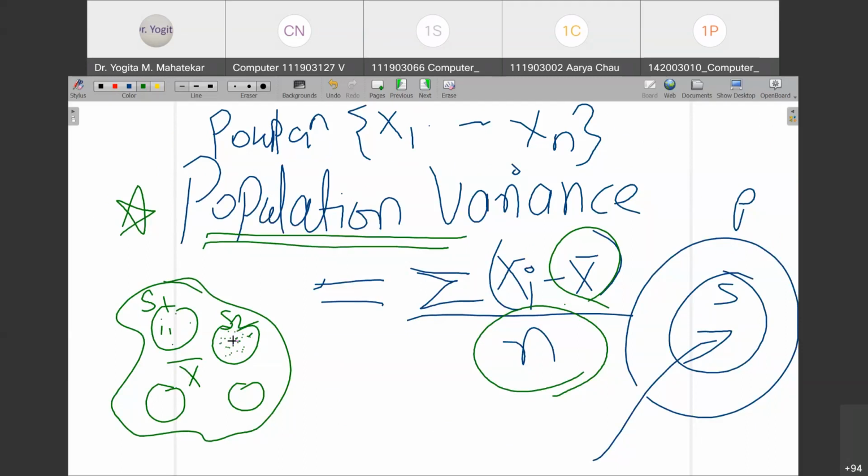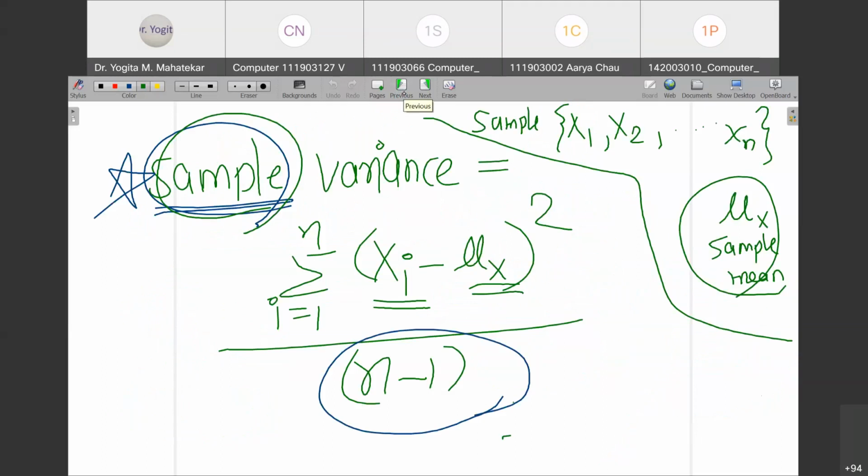So in this case, I'll have a great difference between the population mean and the sample mean from the second sample. For the first sample, they might be nearer to the population mean x bar. Therefore, the numerator of the sample variance, the difference between xi and the mean, will be very, very small. So the numerator quantity will be less.